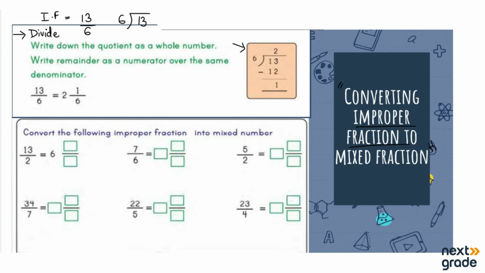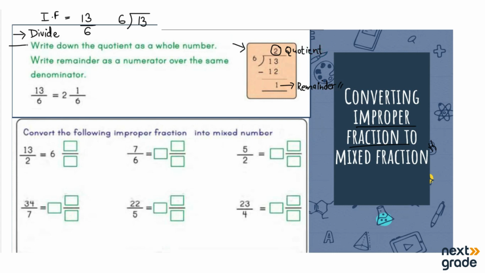So you can see that we got a remainder of 1. So this is called what? This is called a remainder. It cannot be further divided. We have 2, that is your quotient. इसको हम क्या कहते हैं? इसको हम कहते हैं quotient.